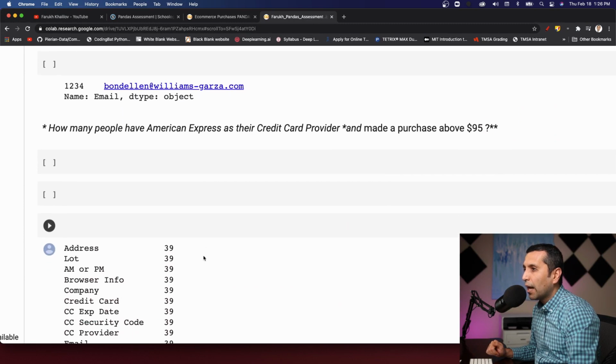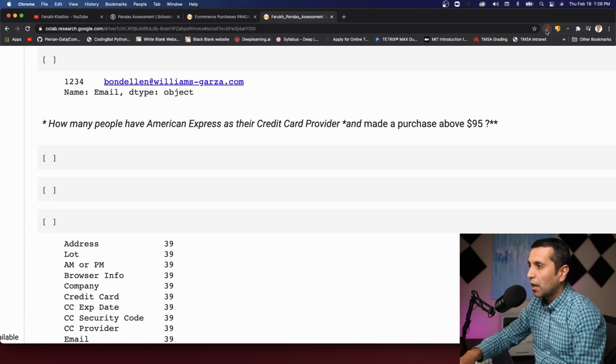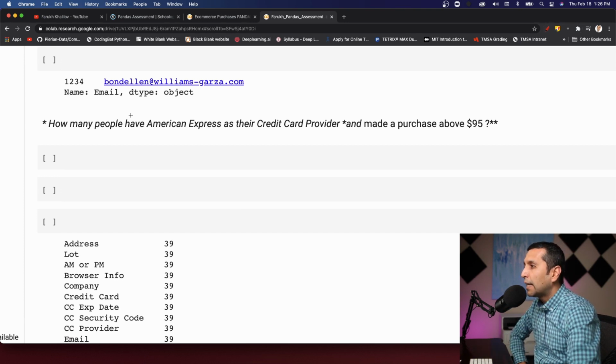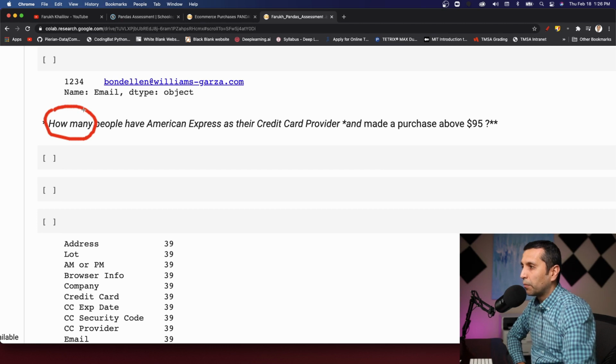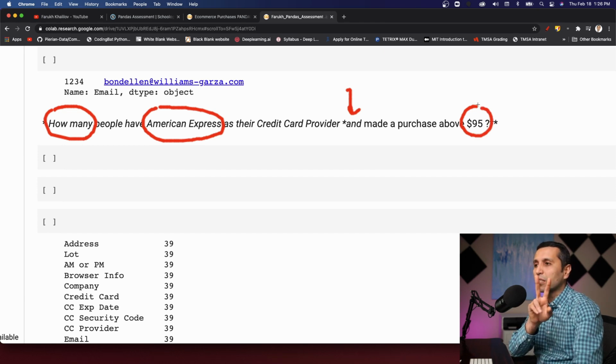Now we have something else. Let me get my pen because I want to analyze it. Again, let's go one by one. It says, how many, so we need to pull out a number. How many people are using American Express as a credit card and purchased more than $95? So right now we have two conditions.